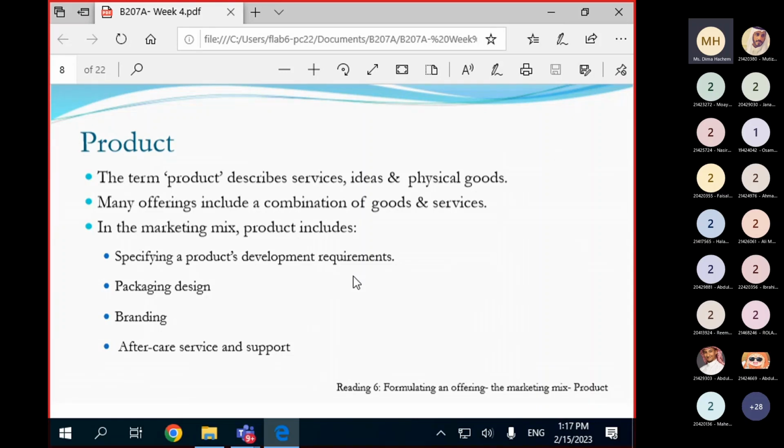In the marketing mix, product includes the product development requirements: research and development, what the product contains, what is inside the product, what it is made of, the ingredients, for example, and so on. The package design, the branding, and also the aftercare service and support. All of these come under the product elements.